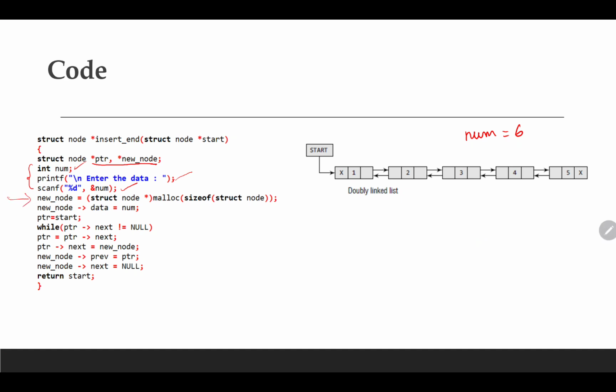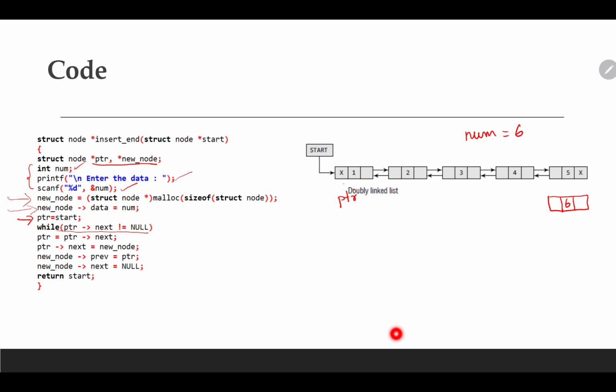First, for the new node, we allocate the memory space by using the malloc function. Then we store the data, that is new_node->data is equal to num. So I am writing here, there is no space. So with the value 60, we have assigned the value. Then ptr is equal to start. So this is the ptr node. This is the start node. The first node is the start node. So we have assigned ptr is equal to start. So this is the ptr node.